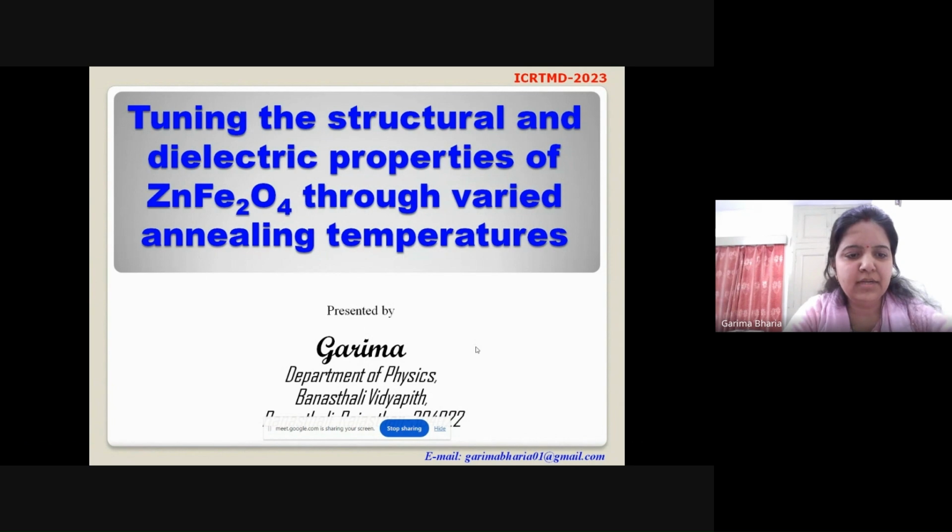Good afternoon, everybody. Myself, Garima, from Banasthali Vidyapith, Rajasthan. Here I am going to present my work entitled Tuning the Structural and Dielectric Properties of Zinc Ferrite through Varied Annealing Temperatures.